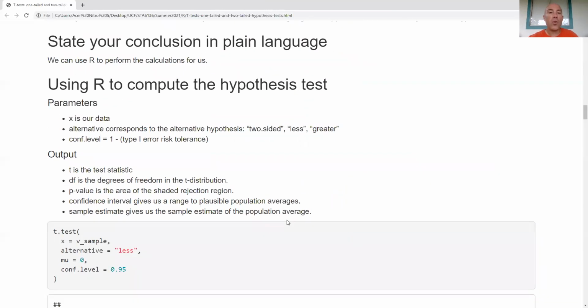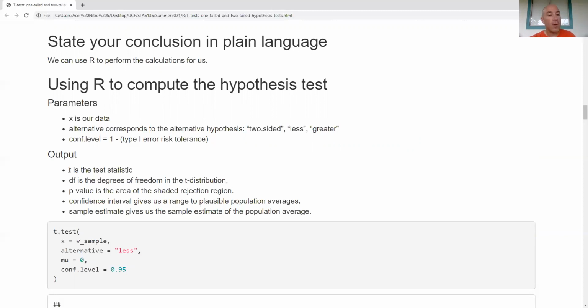Now, we can also use R to compute most of this pretty fast for us. All right, so our parameters for the t.test are x, which is our data. The alternative corresponds to the alternative hypothesis. Our options are two-sided, less, or greater. For this one, it is less because the shaded region is on the left. And then the confidence level is 1 minus my type 1 error risk tolerance. And then I get a bunch of stuff that comes out.